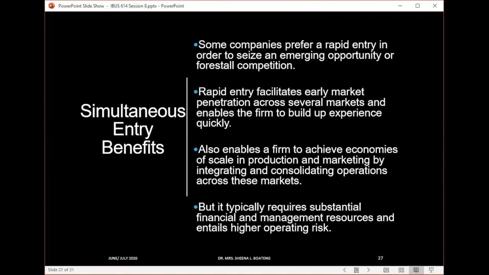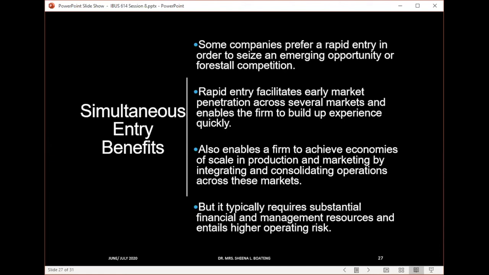However, the simultaneous entry also has its benefits. For example, certain companies that prefer rapid entry in order to seize emerging opportunities in multiple countries or multiple locations at the same time have to use a simultaneous approach, because that is the one that gives them the best chance of grabbing all the opportunities they have identified in all these different markets. And once they are able to enter using this rapid approach, they can penetrate the market quickly and take up what sources of competitive advantage there are before other competitors come in to the market.